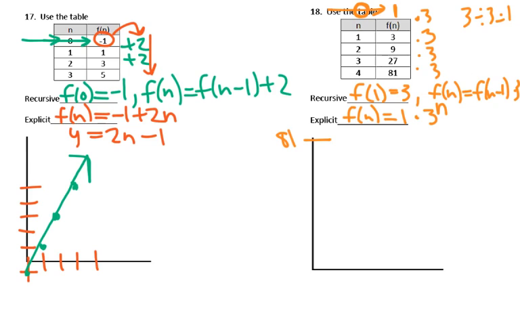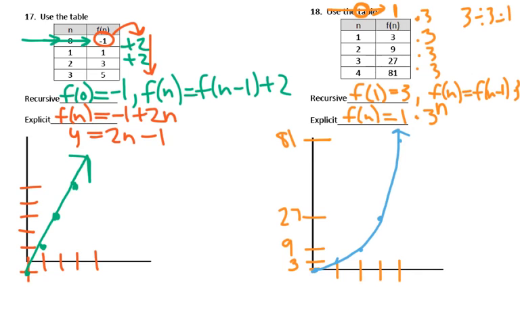So I'm taking these down by a third. So 81 cutting about a third would probably be about here. So 27. Cut that in a third, about here. 9. Cut that in a third. 3. And then 1 would be really close to the bottom. So 1, 2, 3, 4. So 0, 1. 1, 3. 2, 9. 3, 27. And 4, 81. And we get that curve, which is typical of our geometric.